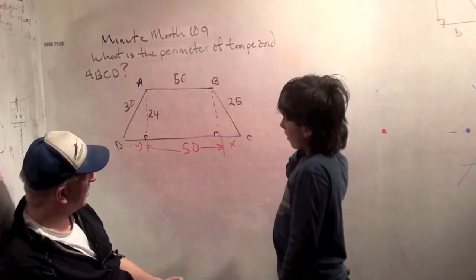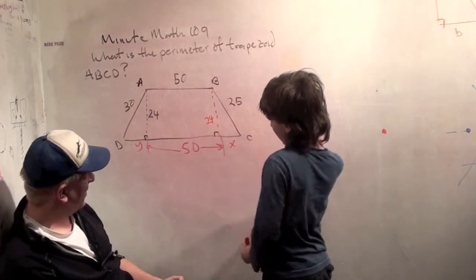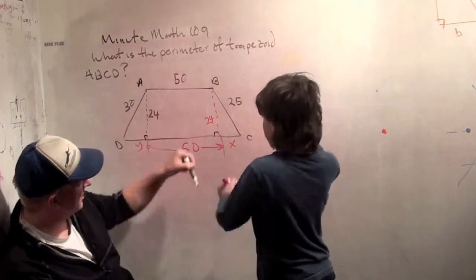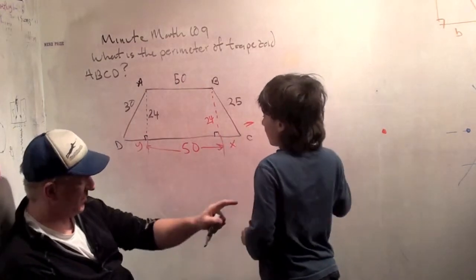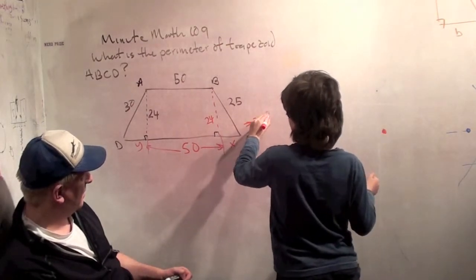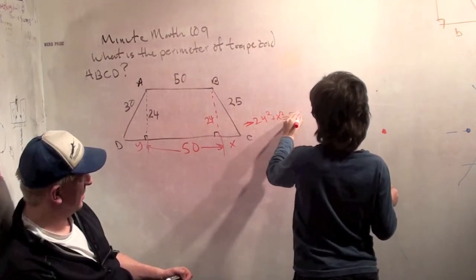So what can you tell me? This is 24 as well. Very good. This actually isn't too hard. You drew the exact right line. Okay, back up a little. This one is 24 squared plus x squared equals 25 squared.